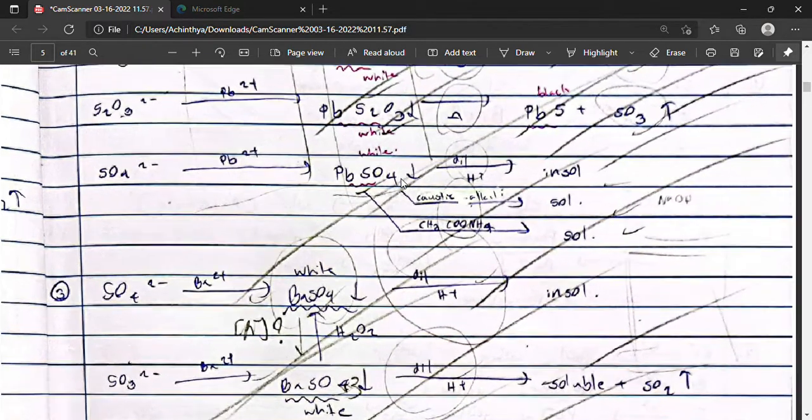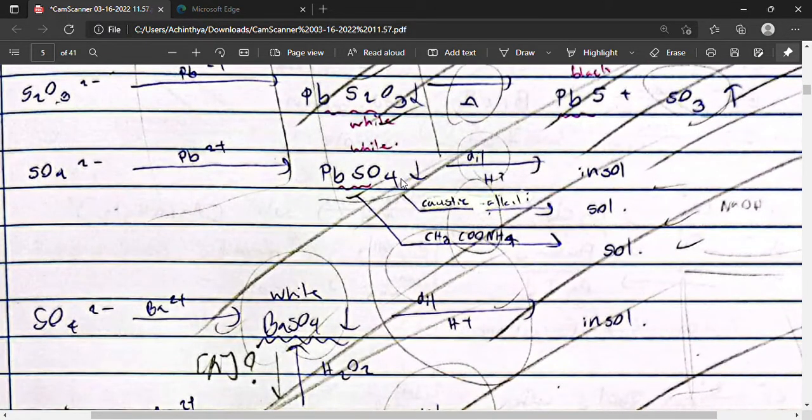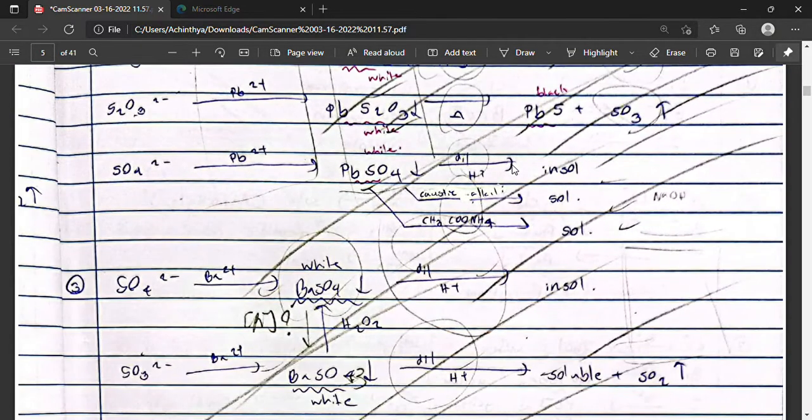Now lead sulphate is white color. It is insoluble in dilute acid like all sulfates are. But if we were to add a caustic alkali, a powerful alkali like sodium hydroxide, or if we were to add ammonium acetate, the white color lead sulfate salt is soluble in them.